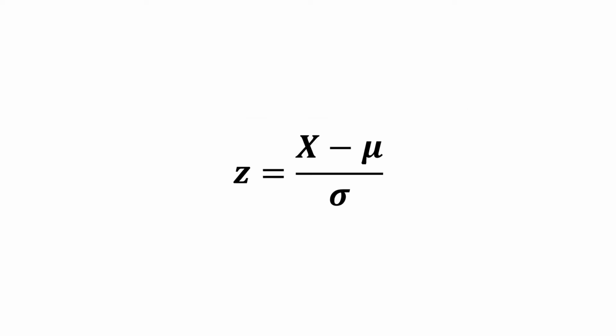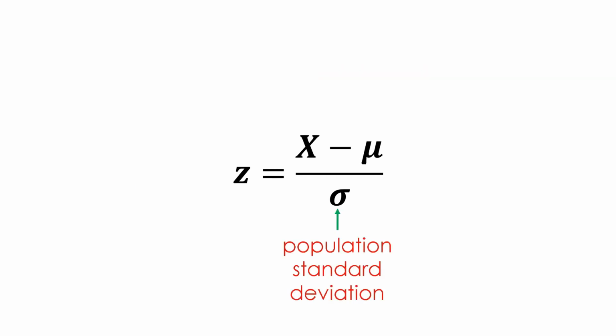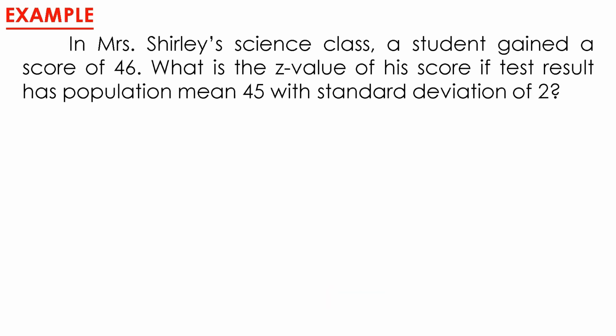Standardization involves using this formula, where z is the z-score, x is the raw score, mu is the population mean, and sigma is the population standard deviation. Suppose in Mrs. Shirley's science class, a student gained a score of 46. What is the z-value of his score if the test result has population mean 45 with standard deviation of 2?